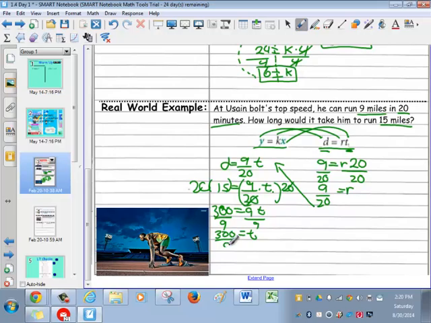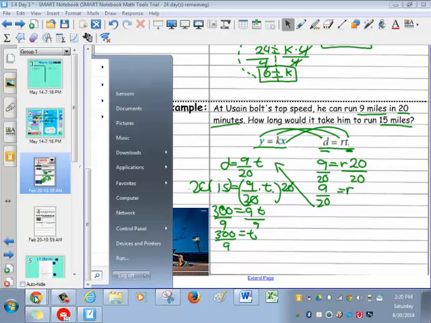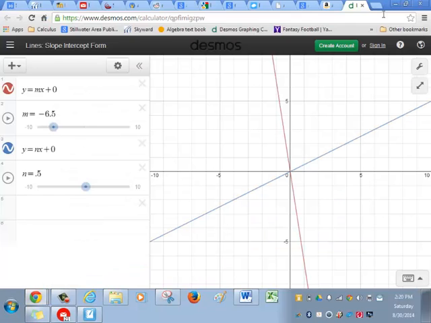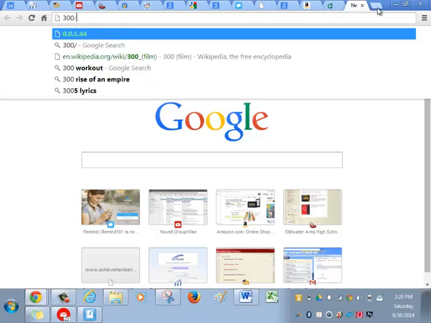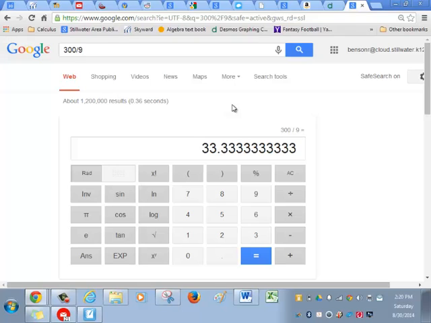300 divided by 9. So what's 300 divided by 9? Let's think this through. Oh gosh, what is that? Longhand division. Should we just bring out a calculator on this one? Should we ask Google? Let's Google it. 300 divided by 9. It's giving 33.33333. Okay, let's go back.